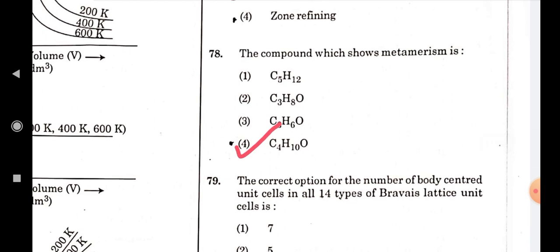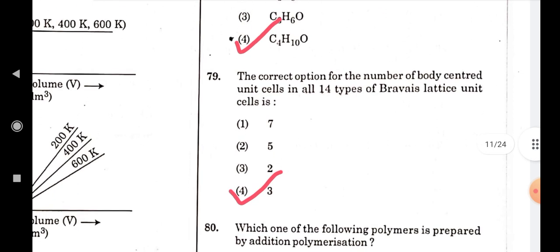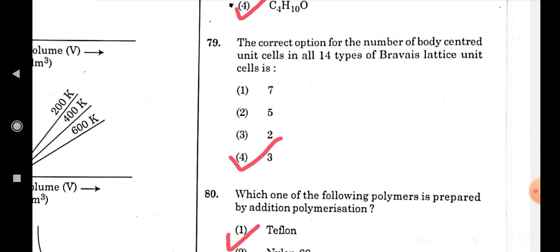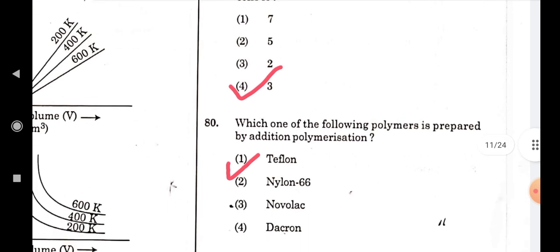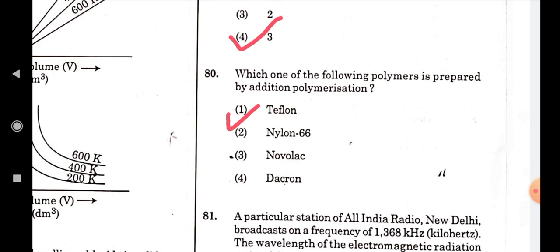Now the compound which shows metamerism. Okay, so metamerism means, I think all of you know that there will be a functional group, and on the two sides of the functional group there will be different alkyl groups present. Okay, so it is possible for only C4H10O. Okay, the functional group is the ether. Now for the previous one, we know that we have three types of BCC structure. Now Teflon is an addition polymer, so it will be Teflon, that is the answer.